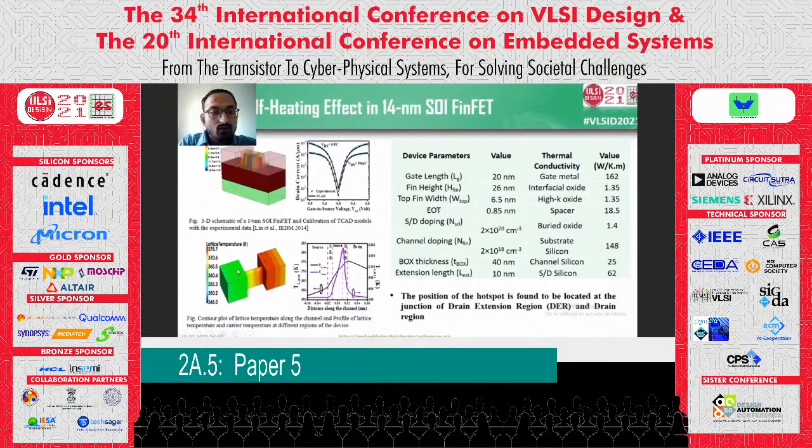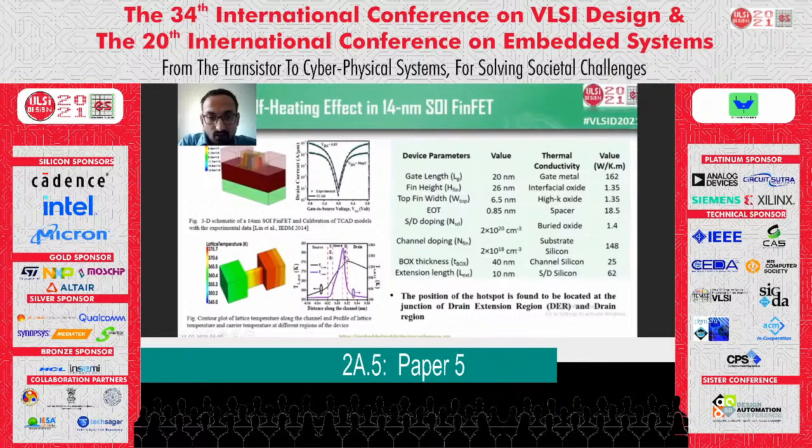So here we have shown the contour plot of lattice temperature along the channel, and a hot spot can be observed at the junction of the drain extension and drain region. Here we have shown the profile of lattice temperature and carrier temperature in different regions of the device. It can be observed that the peak of the lattice temperature exists at the junction of the drain extension region and drain region, while the peak of the carrier temperature exists at the edge of the channel and drain extension region. So the position of the hot spot is found to be located at the junction of the drain extension region and drain region.